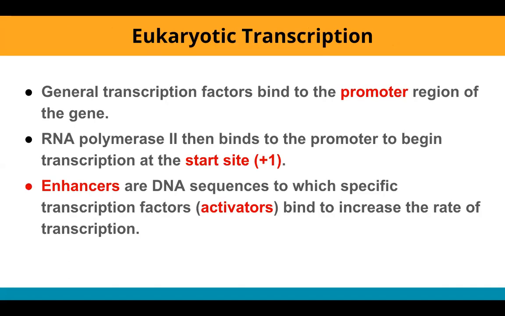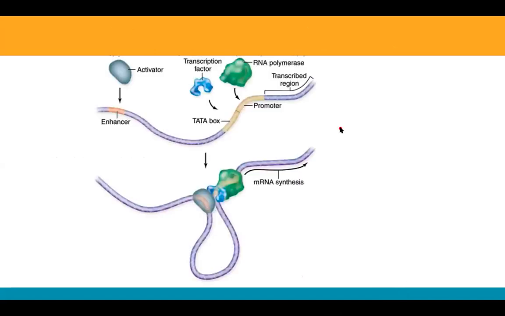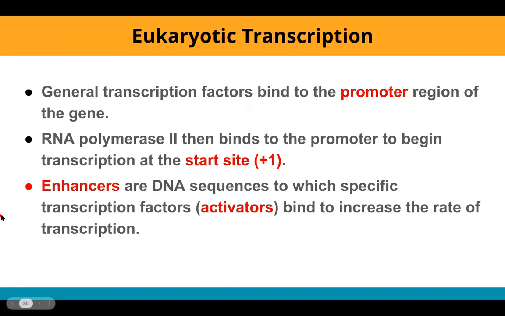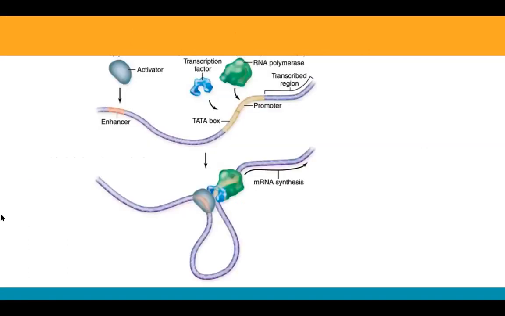even the level of the chromosomal structure. For eukaryotic transcription, general transcription factors bind to the promoter region of the gene, and RNA polymerase II then binds to the promoter region to begin transcription at the start site, which is the +1. Now, enhancers are DNA sequences to which specific transcription factors called activators bind to increase the rate of transcription.